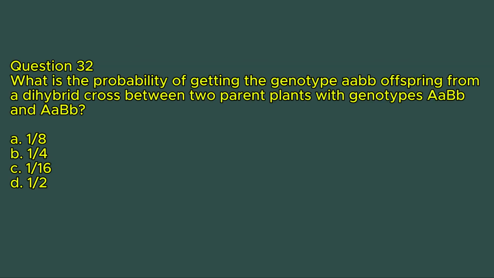Question 32. What is the probability of getting the genotype aabb offspring from a dihybrid cross between two parent plants with genotypes AaBb and AaBb? A. 1/8. B. 1/4. C. 1/16. D. A half.